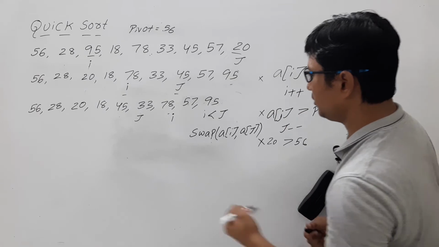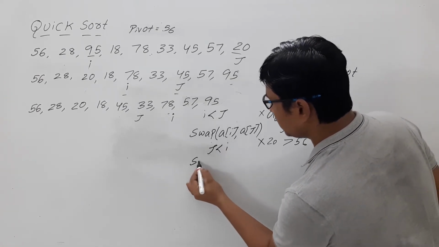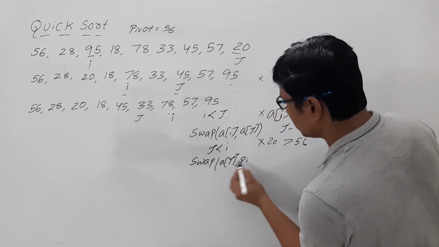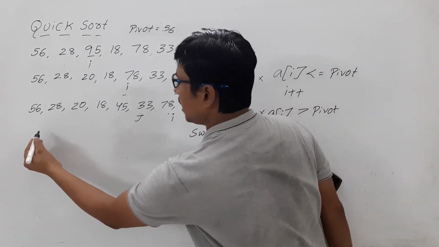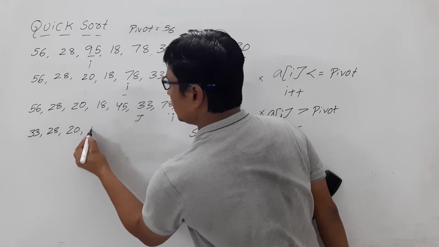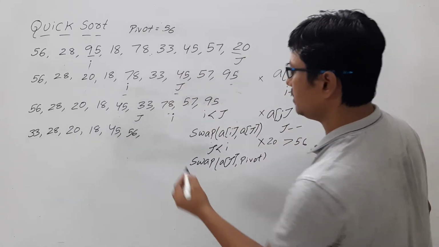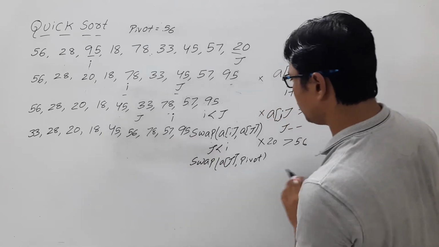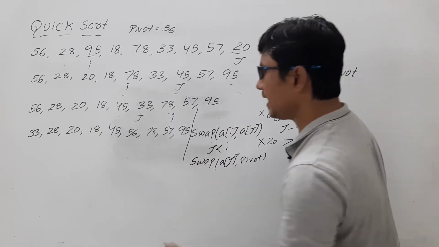Are you able to understand? If j is less than I, then you need to swap A of j, comma, pivot. Okay. Is it clear? So if I swap them, I will get 33 here, 28, 20, 18, 45, 56, 78, 57, 95. So one pass of the quicksort is completed and you can check it.